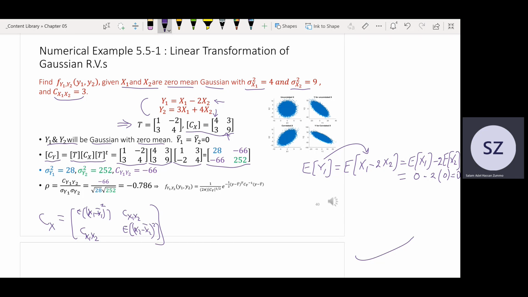So now from here, what do we get as information? What do you read from here? This is the covariance matrix of y1, y2. Give me some information that you read from this covariance matrix. What is the variance of y2? This one is the variance of y2. What about the variance of y1? 28.